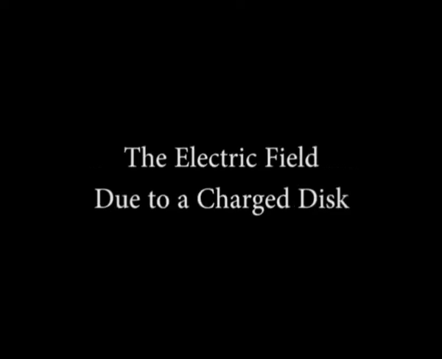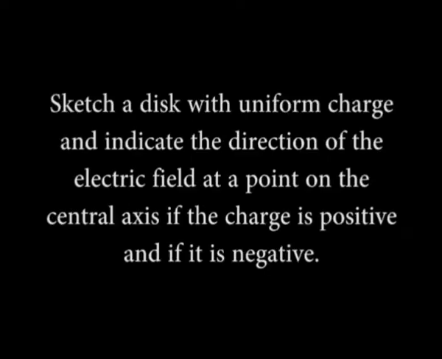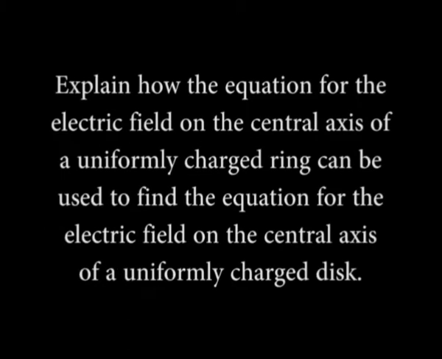The electric field due to a charged disk. After going through this module, you should be able to sketch a disk with uniform charge and indicate the direction of the electric field at a point on the central axis if the charge is positive and if it is negative. Explain how the equation for the electric field on the central axis of a uniformly charged ring can be used to find the equation for the electric field on the central axis of a uniformly charged disk.